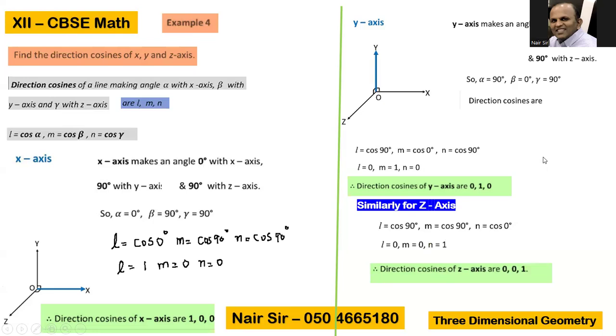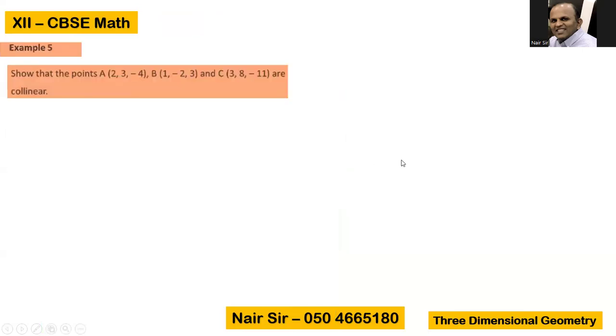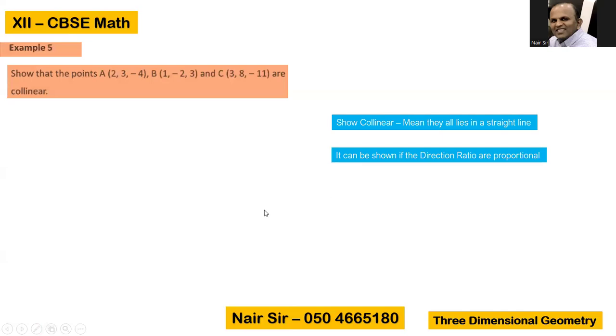Can I go further? Yes. Next example. Show that the points are collinear. What do you mean by collinear? They're in a straight line. And how can I show that when I'm talking of 3 dimensions? In 3 dimensions I've been given the XYZ coordinates. I need to show that the direction ratios are proportional. If I can show the direction ratios are proportional, I can prove that the points are collinear.